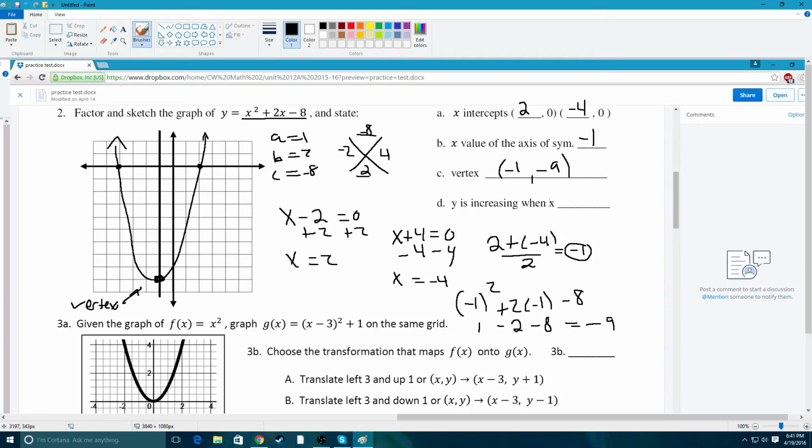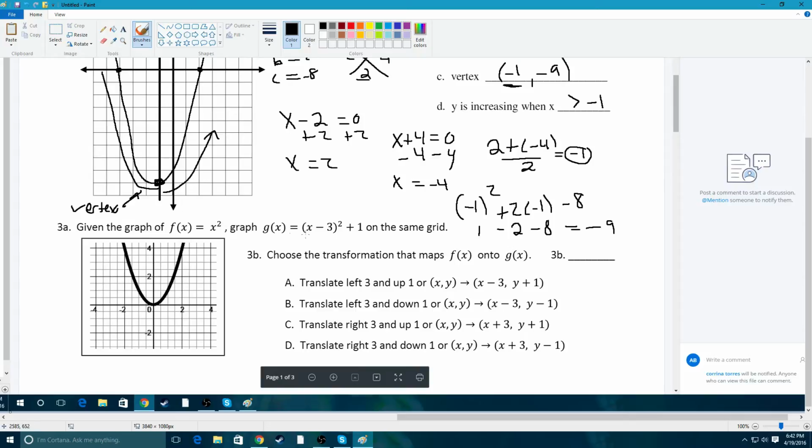So it says y is increasing when x. So let's look at our function. Our function keeps going down all the way until it hits the vertex. Once it hits the vertex, it starts going up. So that means y is increasing when x is greater than -1. Okay. The x value of our vertex is always going to be where it changes from a negative to positive or positive to a negative.